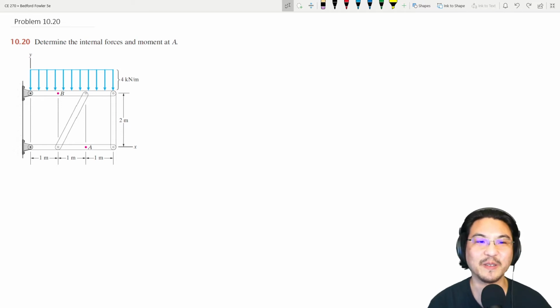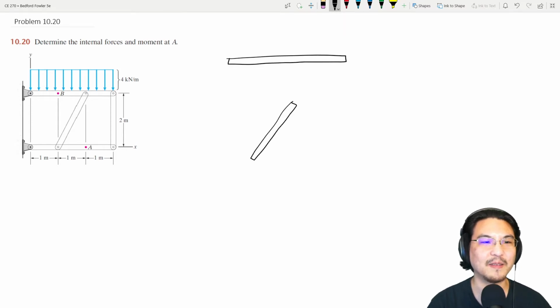Hey everybody, so here's an interesting problem. Let's give it a try. There's a frame with a distributed load, and we want to solve for the internal forces and moments. Okay, so for a frame, what do we do? Let's break it apart. There's this member up here at the top, and then this diagonal one, the one at the bottom, and then this one over here.